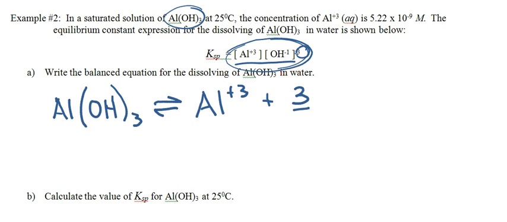Okay, now again, we have our 3 there, which tells us what our coefficient will be there. So there's your balanced equation. Again, we can always double check and make sure we have the same number of atoms on both sides. And I think we're good to go.